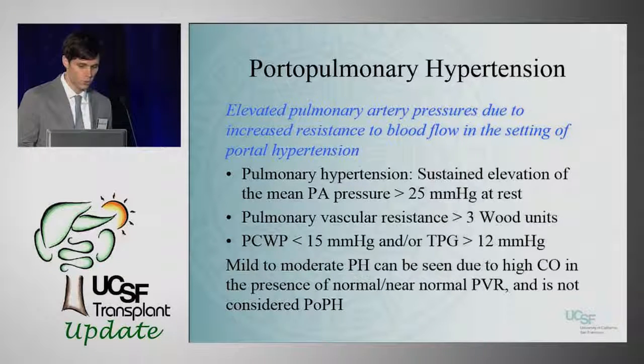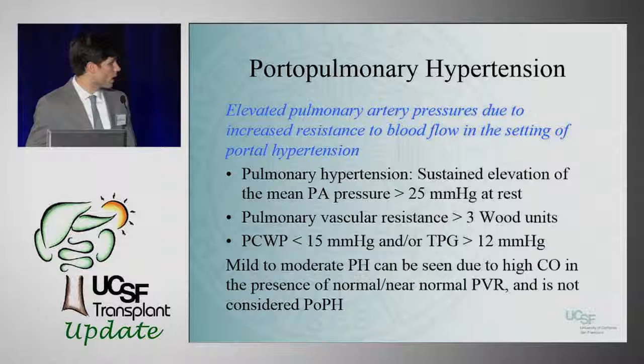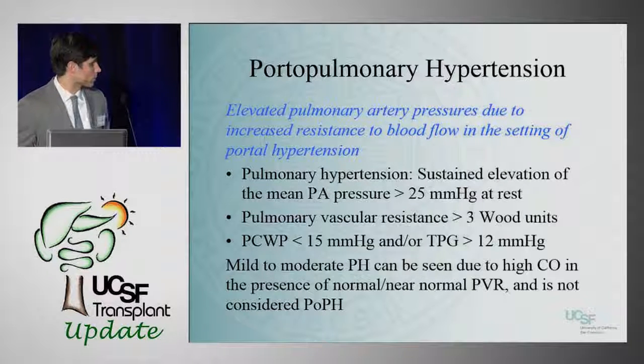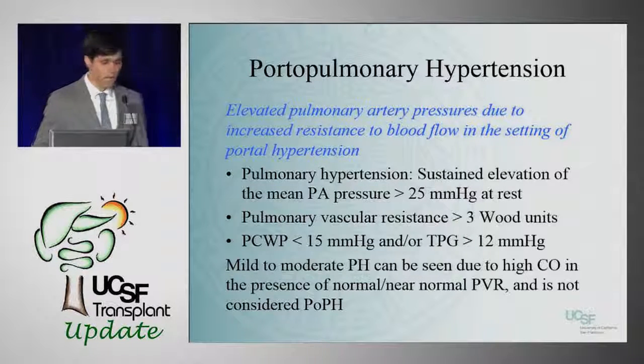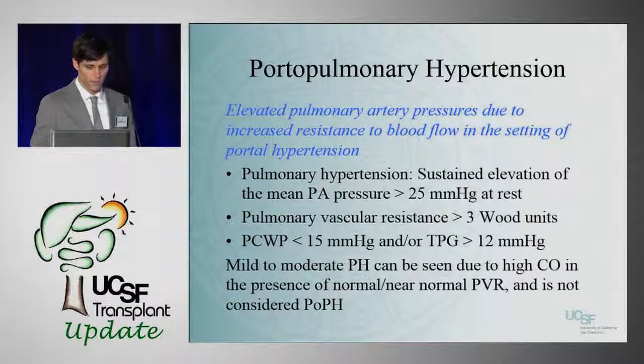To have it, you do have to have high PA pressures, so we use a mean pulmonary artery pressure of 25 millimeters of mercury at rest. And then you also have to have an elevated pulmonary vascular resistance.